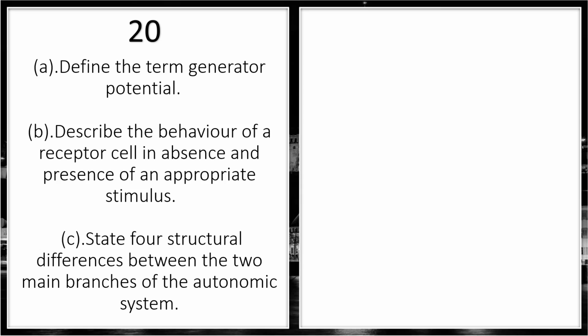Number 20. Define the term generator potential. Part B. Describe the behavior of the receptor cells in absence and presence of an appropriate stimulus. State the four structural differences between the two main branches of the autonomic nervous system.